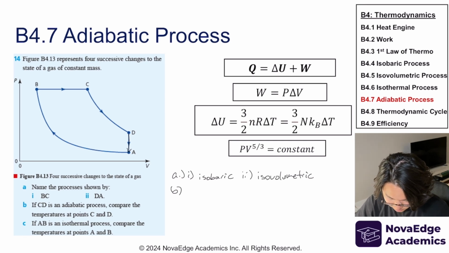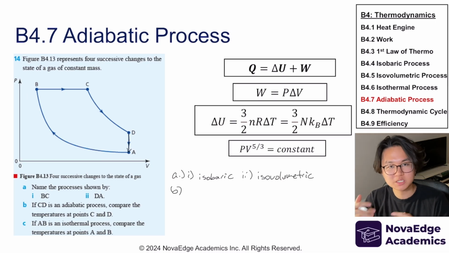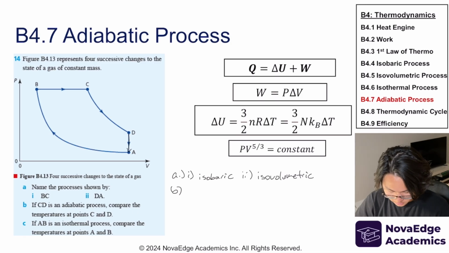Now, one thing to note, you can easily identify when something is isobaric or isovolumetric. It's a bit harder to identify when it's isothermal or adiabatic from a PV diagram. If you have a PT diagram or a VT diagram, then you're going to be able to identify that as well. So just keep that in mind. Okay, so let's find the temperature at points C and D. If CD is an adiabatic process, compare the temperatures at points C and D.